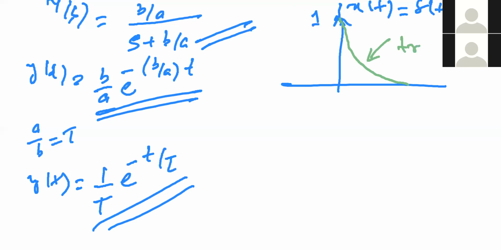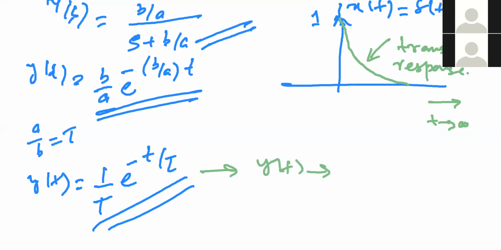So you are getting only the transient response of the system. Also, as t approaches infinity, the response will become equal to 0, so y(t) will become equal to 0 as t goes to infinity. So it is clear that the natural response is initially high. However, the system response reduces to 0 at t equal to infinity.